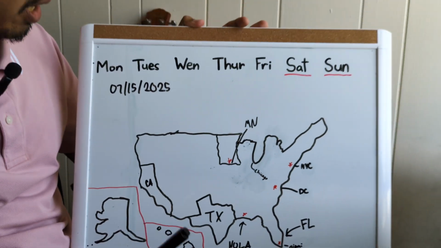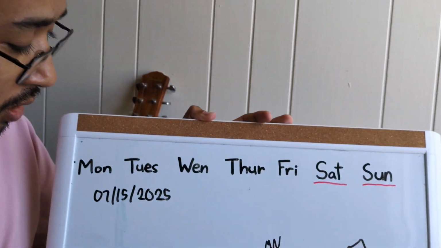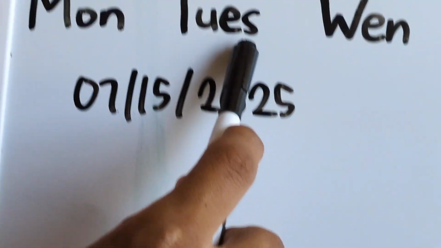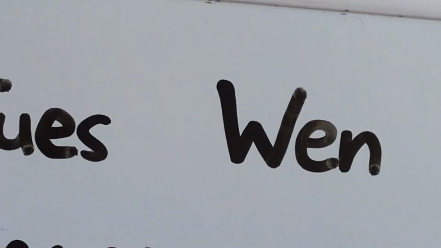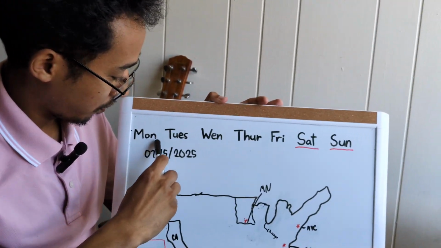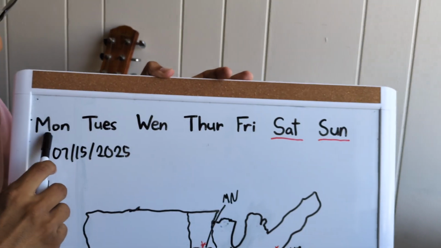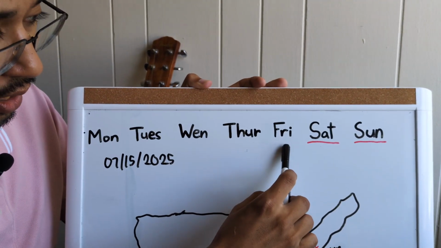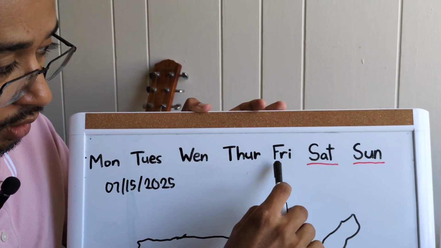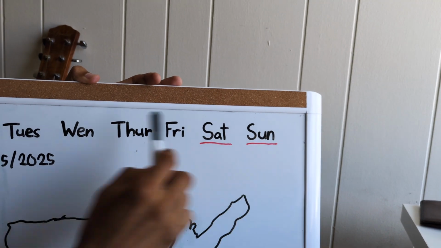But before we do that, let's talk about today. Today is Tuesday. Tuesday is the second day of the work week. Monday, Tuesday, Wednesday, Thursday, Friday, work week. Saturday and Sunday, this is the weekend.